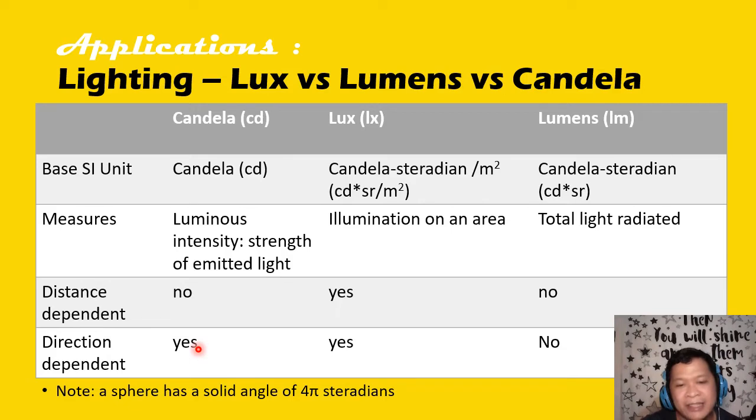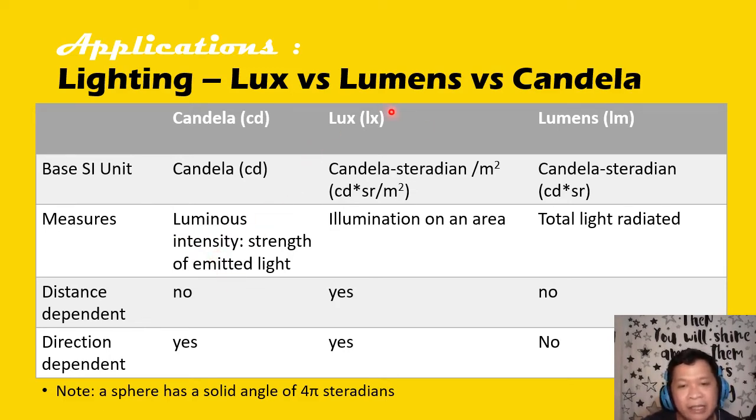Pag direktang tinatamaan ka ng laser pointer, mataas yung luminous intensity niya. Pero pag ipinlace mo sa likod or gilid ng laser pointer, halos walang luminous intensity yun. As compared to, let's say, a candle or a light bulb, which would have more or less the same luminous intensity from anywhere around it, except siguro yung sa bandang likod ng light bulb, no, na part.